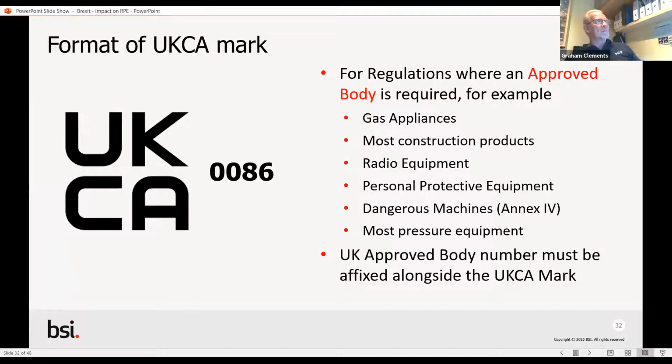now. Where we've got an approved body that's required, for example, in a category 3 product, then you'd expect to see the number of that approved body next to the UKCA, as is 0086, but other numbers are available. And that applies to personal protective equipment. And it says UK approved body number must be affixed alongside the UKCA mark. Really, it's very similar to the European in the sense that it needs to be adjacent to, so usually to the right or underneath is acceptable. It's a sufficient size that it can be read as well.